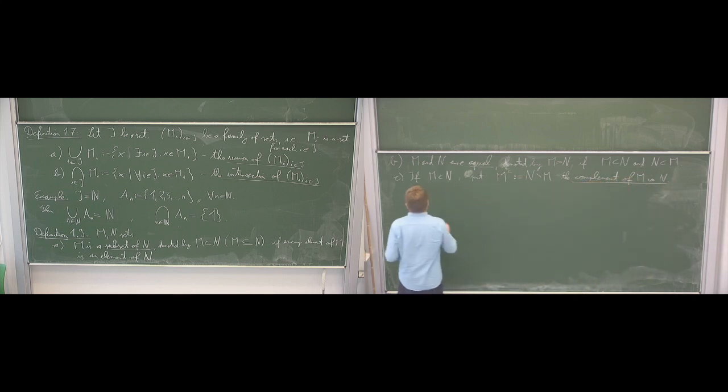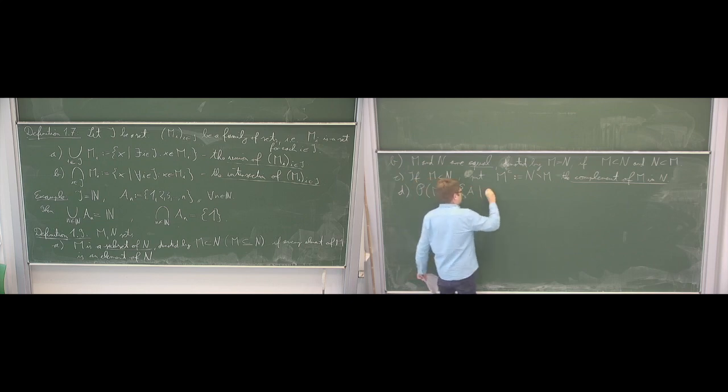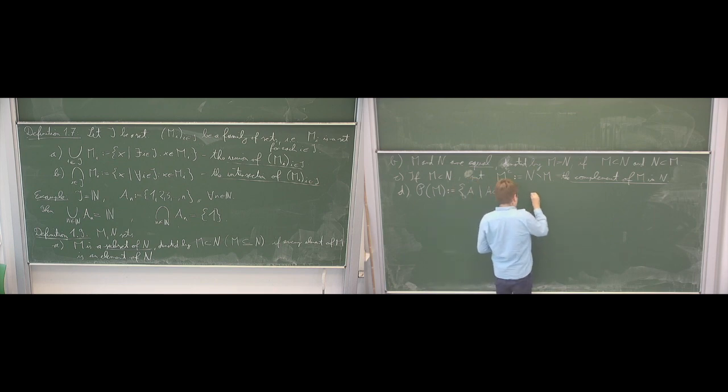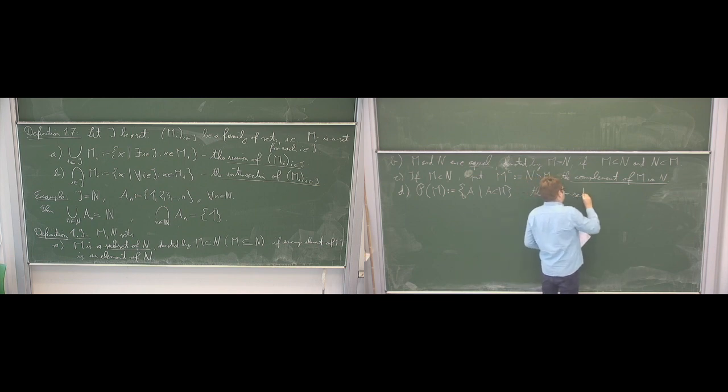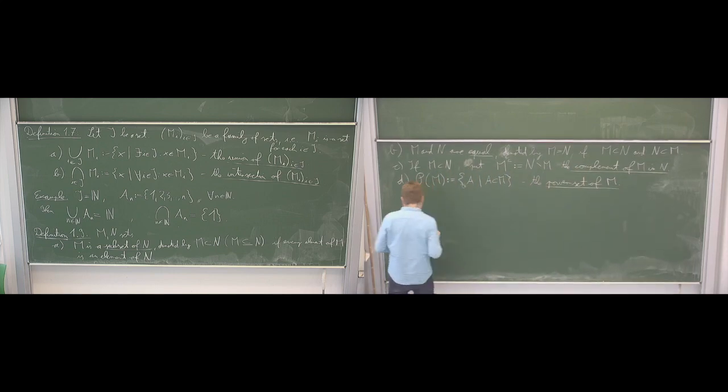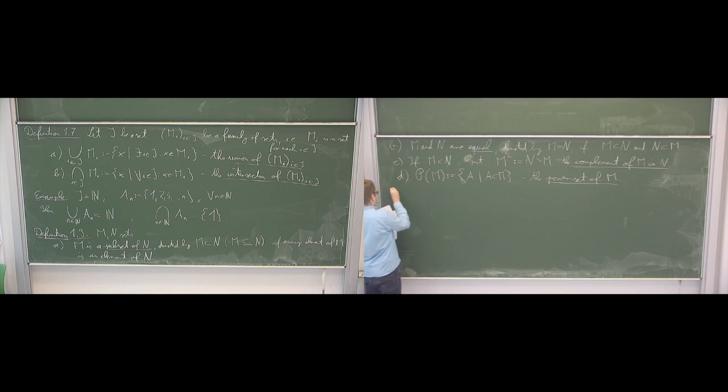Okay, finally, this fancy P of N is supposed to denote the set whose elements are the subsets of N. So the set of all A such that A is a subset of N. And this set is called the power set of N. Okay, the set of all subsets. I will give a quick example after one remark.